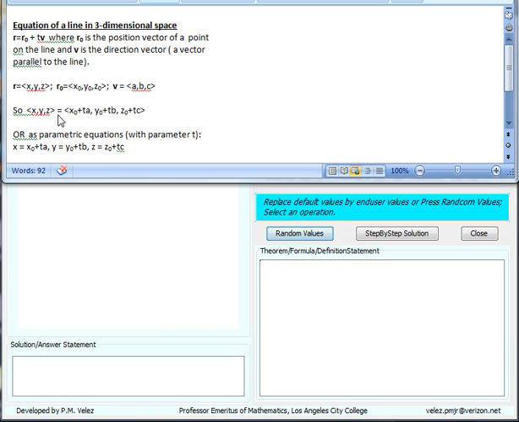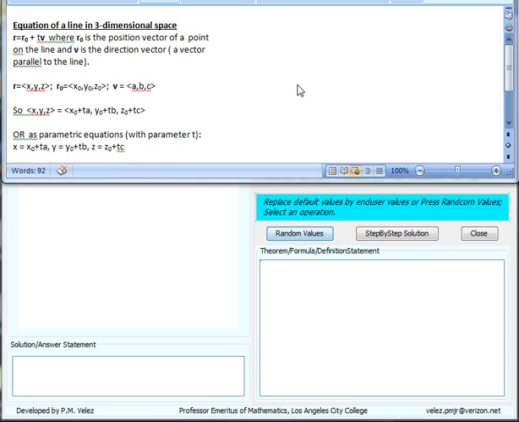Now if we want to write this as scalar equations, we can split this up into the three components. So we end up with three equations. We'd have x equals x0 plus ta, y equals y0 plus tb, and z equals z0 plus tc.